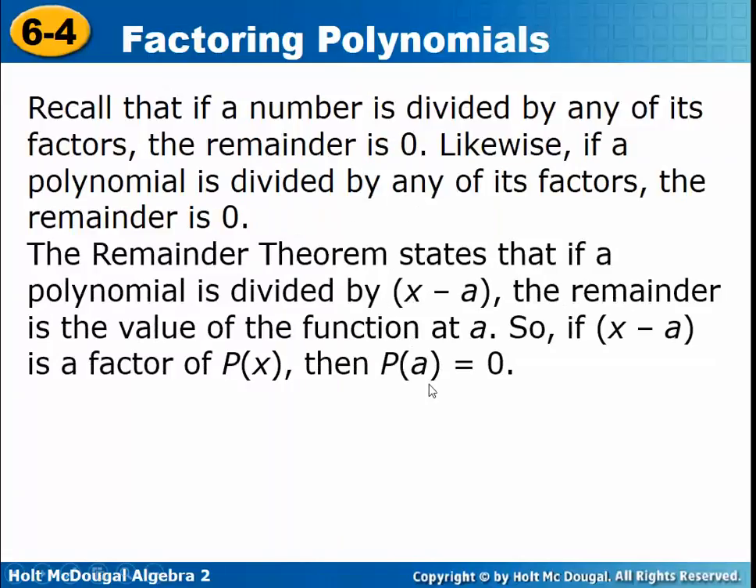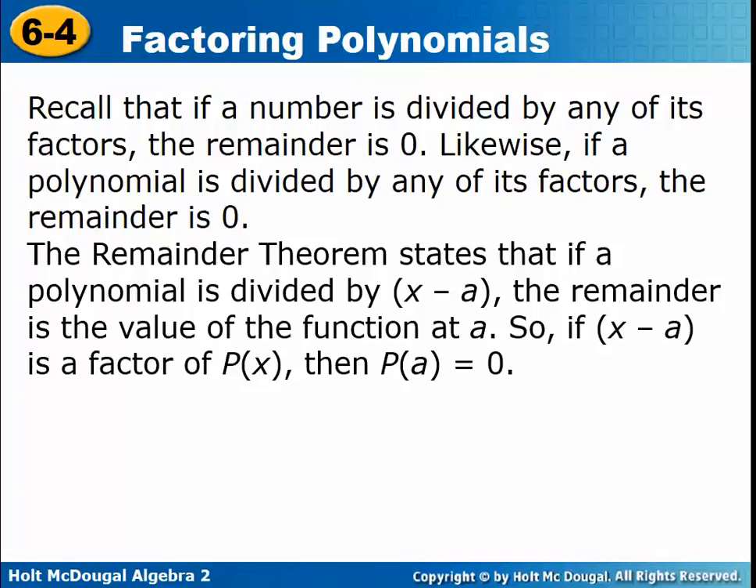All right, if you have a number divided by any of its factors, the remainder is 0. Like if you had 12 divided by 3, you would get 4, remainder 0. So we're going to remember that and use that fact to check if a polynomial is divided by any of its factors, the remainder will be 0.